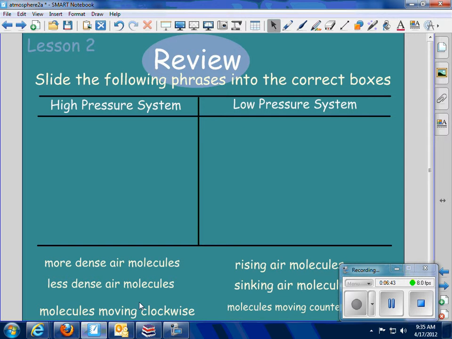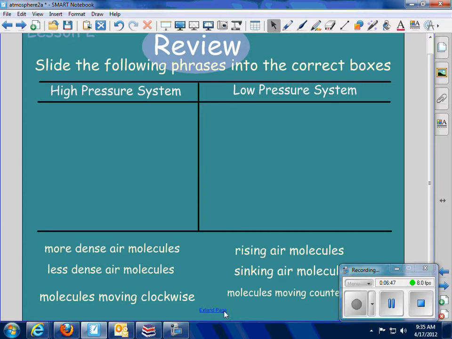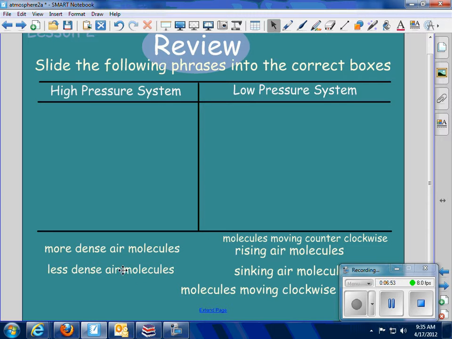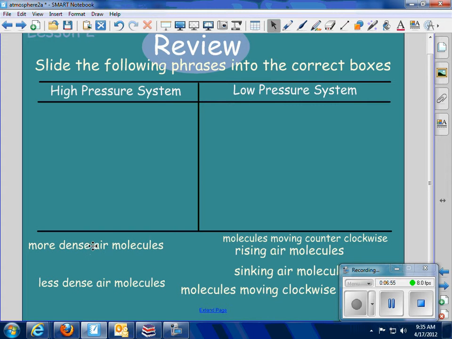And when we start to think about high pressure and low pressure systems, you'll have to place these into their appropriate categories. In class, we did it in class. My file's getting kind of big, so I'm going to have to leave it right now. But hopefully you took notes.